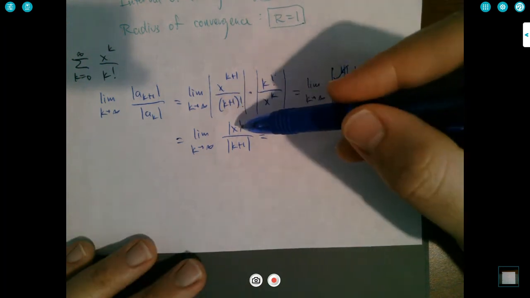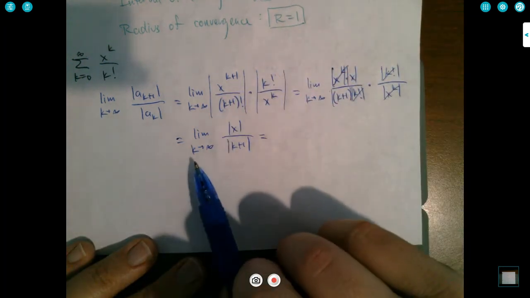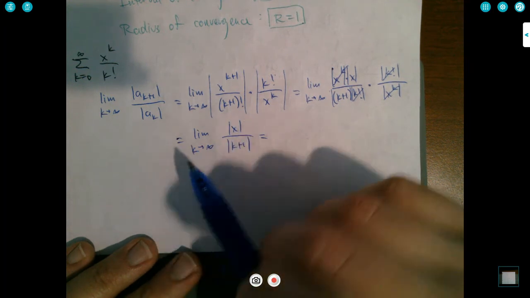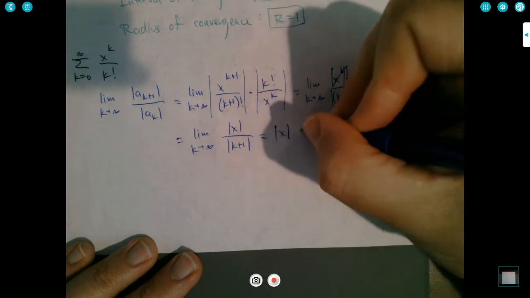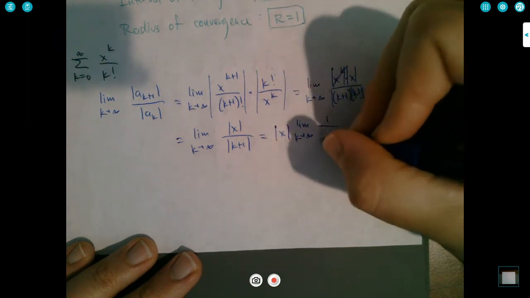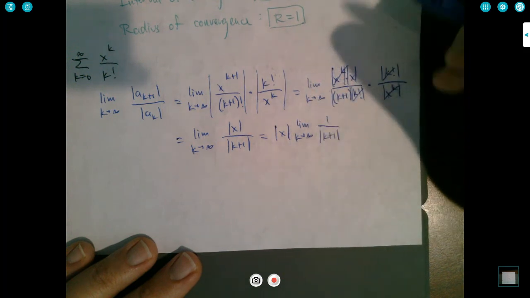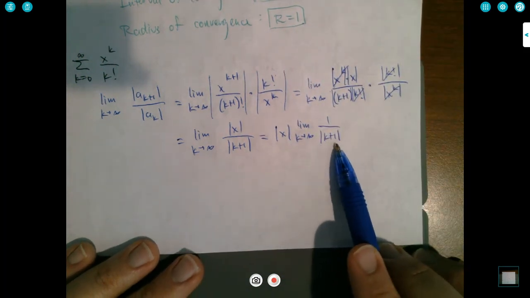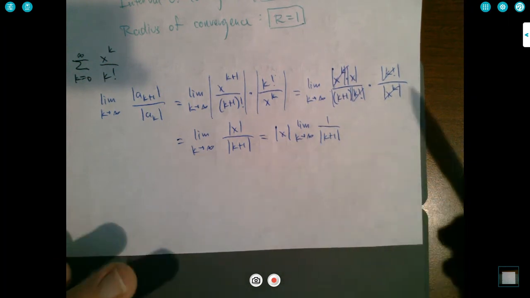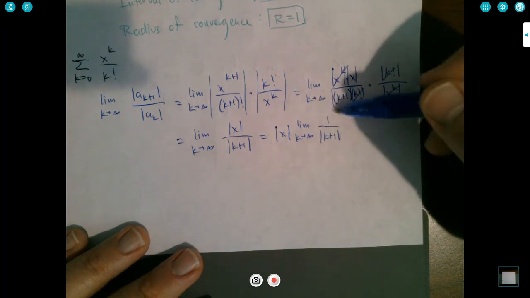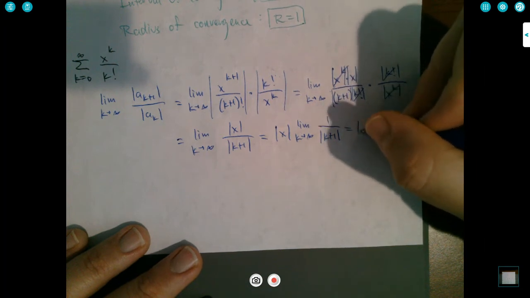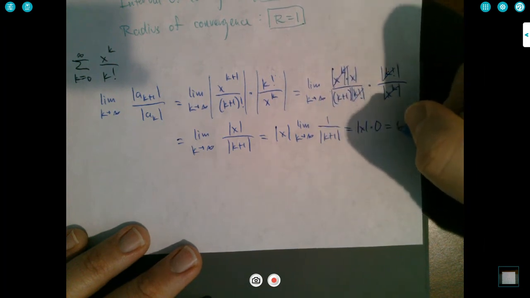If you don't like that argument, you could say, well, look, I'm taking the limit as k goes to infinity. x doesn't rely on k at all, so I can take x out of the limit, right? I can call it the absolute value of x times the limit as k goes to infinity of 1 over the absolute value of k plus 1. And by the way, I can drop the absolute values at this point because k is a positive number if it's going to positive infinity, right? But anyway, that's going to go to 0, right? That's going to go to 0. So this is going to be the absolute value of x times 0, which is just 0.